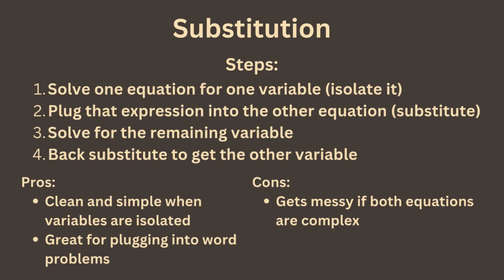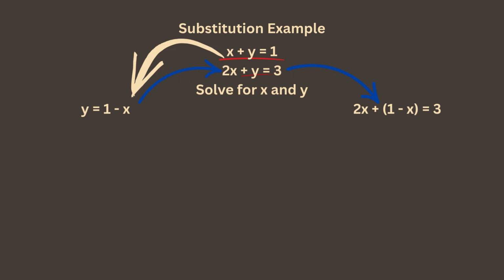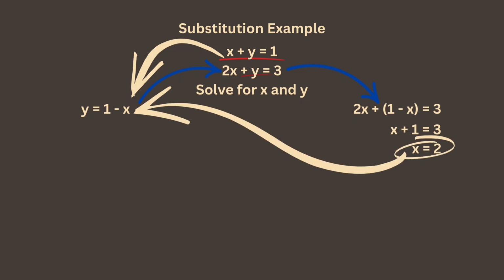So here's an example of a problem where the substitution method works great. x plus y is equal to 1, 2x plus y is equal to 3. Solve for x and y. We can solve the first equation for y since we see that the second equation also has y by itself with no coefficient. We get that y is equal to 1 minus x. Then substituting this into the second equation, we get 2x plus 1 minus x is equal to 3. x plus 1 is equal to 3, so x is equal to 2. Back substituting this back into our first equation, we get that y is equal to negative 1.